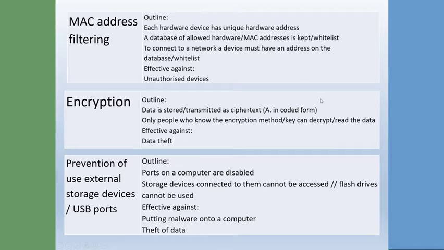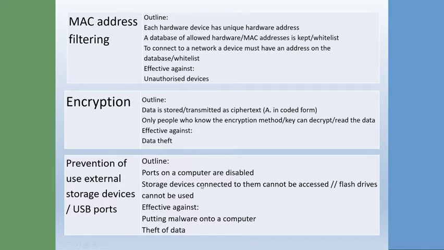Okay, encryption. So that's where data is stored or transmitted as ciphertext, so it's in a coded form. We've scrambled the data. Okay, only people who know the encryption method and the keys can read and decrypt the data, and it's very effective against data theft. Okay, so if they've stolen some files but they're encrypted, there is no way for them to read the data within those files. We can also do some more physical things, so the prevention of the use of external storage devices such as USB flash drives. So the ports can be disabled, so we can't actually plug USB devices in.